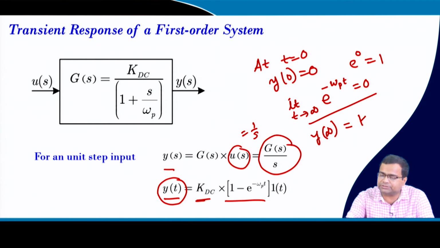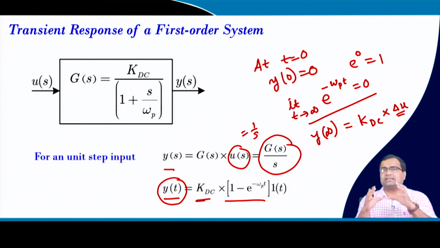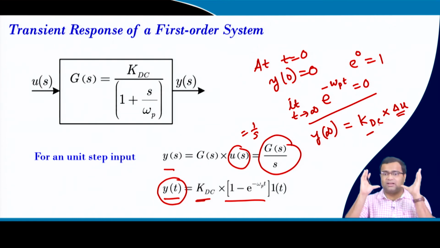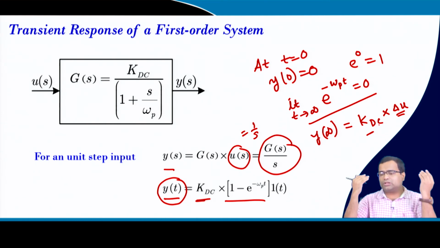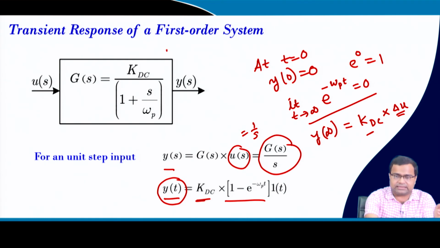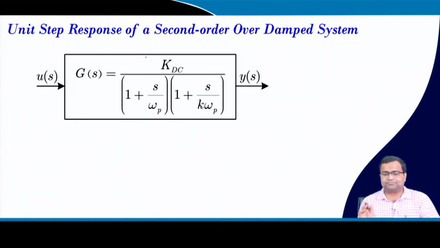Our final value is simply K_dc, or in the sense that this will be K_dc into the input step size. In this case, the input step size was unity, so the output will be simply K_dc into 1. So if the DC gain is 1, then the output steady state value will be 1. If the DC gain is 2, the output steady state value will be 2, and if it is 0.5, then the same. So this is a scaling factor. This is the DC gain, and that is determined by this particular gain.